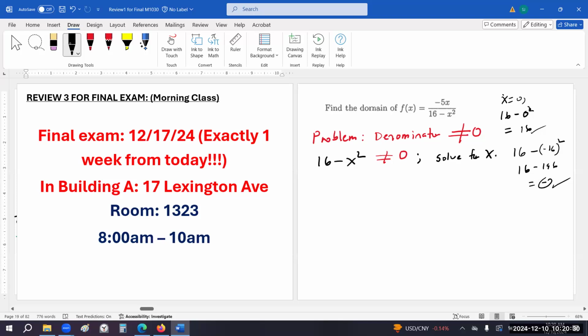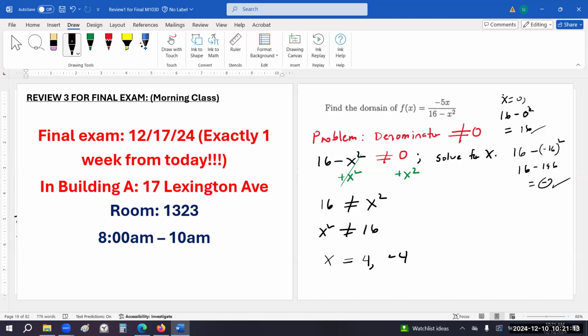How do you solve for x? Subtract 16, no problem. Yeah, we can simply add x squared. Let's do that. Why waste our time? We can add x squared to both sides. So they cancel out. We have 16 cannot be x squared. In other words, what numbers make 16 if you square them? What number squared gives you 16? 4 and negative 4.